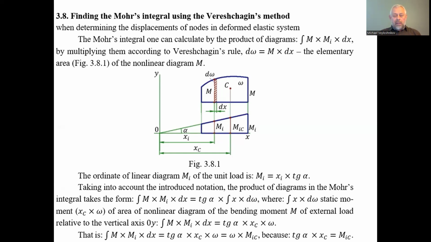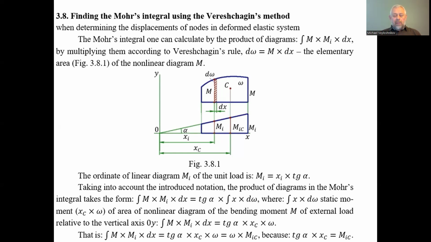Trapezoid, if we consider the bending moments under the action of the unit effort in the direction in which we have to find the displacement of the mechanical system. And as well, we have the Simpson method. We will probably look at the Simpson method a little bit later. So now we are talking about the Vereshchagin rule of the product of diagrams in the integrand when finding the Mohr integral.